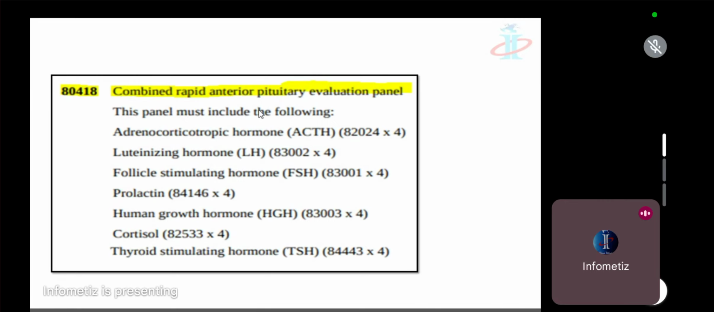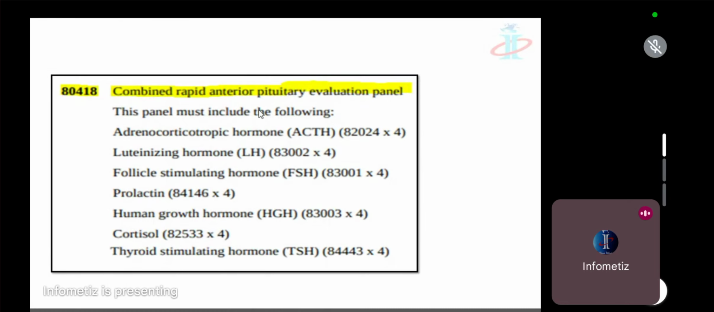Okay. So, see this. In this panel we have multiple hormones like ACTH, adrenocorticotropic hormone, luteinizing hormone, follicle stimulating hormone, prolactin, HGH, cortisol, and TSH. If you see the coding part of that, 82024 for ACTH into 4 they have given. It means in this panel 80418, the ACTH assessment or ACTH test can be performed 4 times. 4 times is included here.